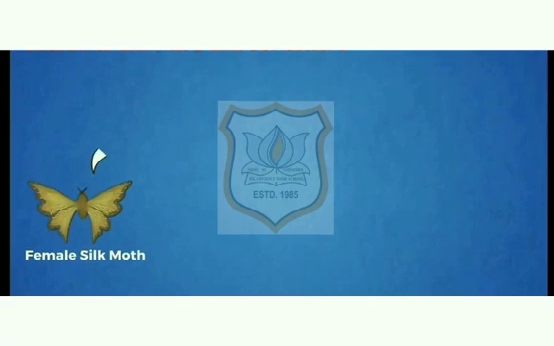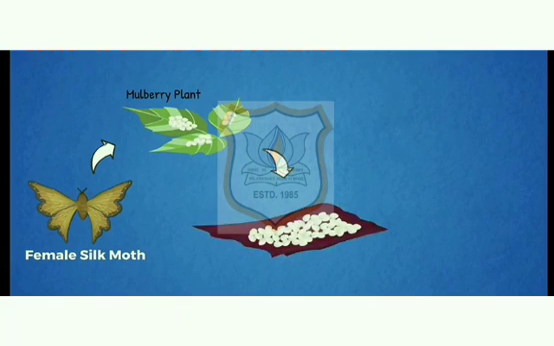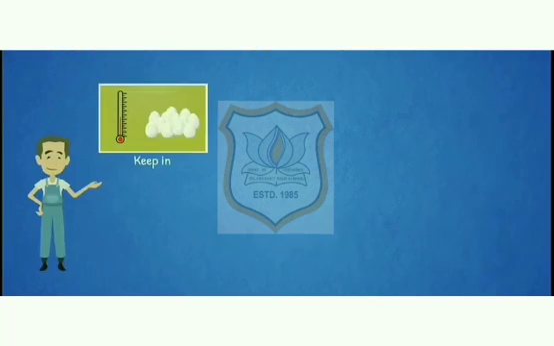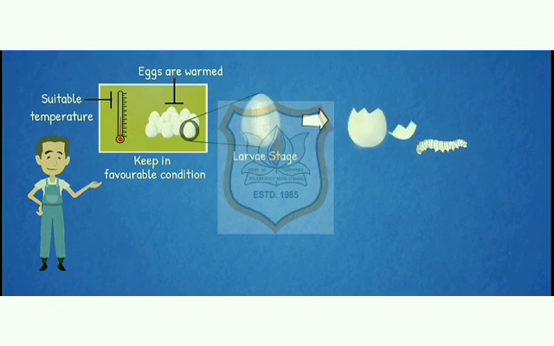A female silk moth lays hundreds of eggs at a time. The eggs are stored carefully on strips of cloth or paper and sold to silkworm farmers. The farmers keep the eggs under favorable conditions and suitable temperature. The eggs are warmed, and the larvae break the shell and come out of it.